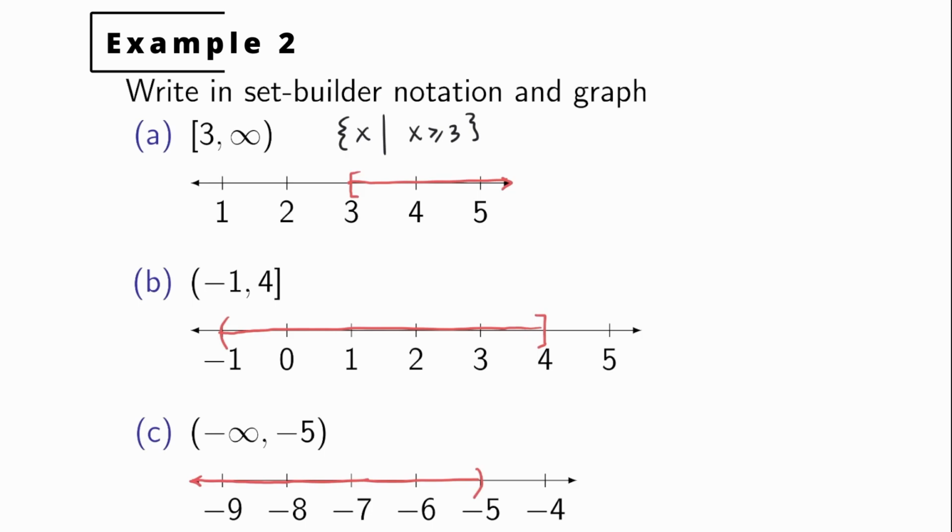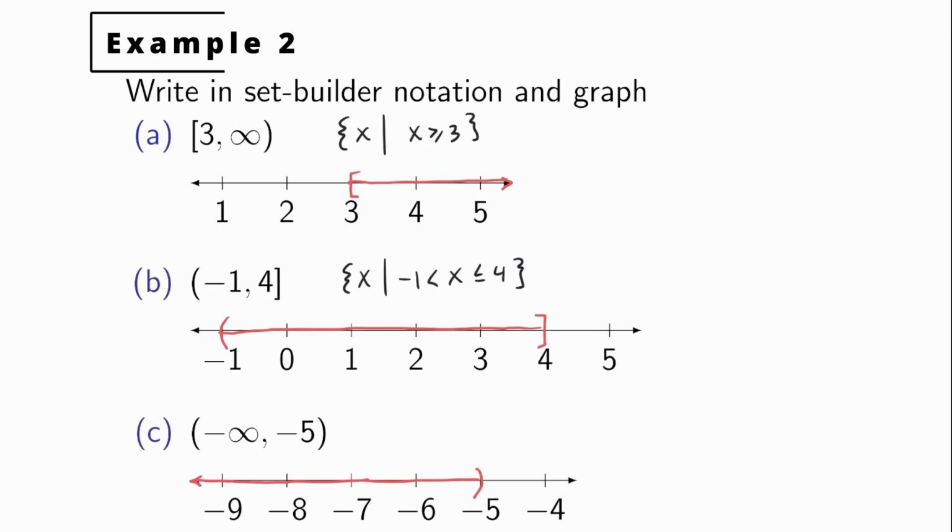For the next one, again, it always starts the same way. You write the curly brace x and then draw the line for "such that." And now we want to have everything that's to the right of -1 and to the left of 4. So everything that's bigger than -1. So x must be larger than -1, strictly larger. But it has to be less than or equal to 4. And so that's all we have to do there.